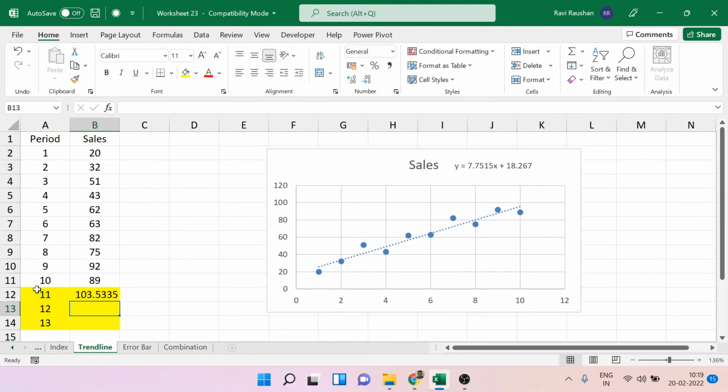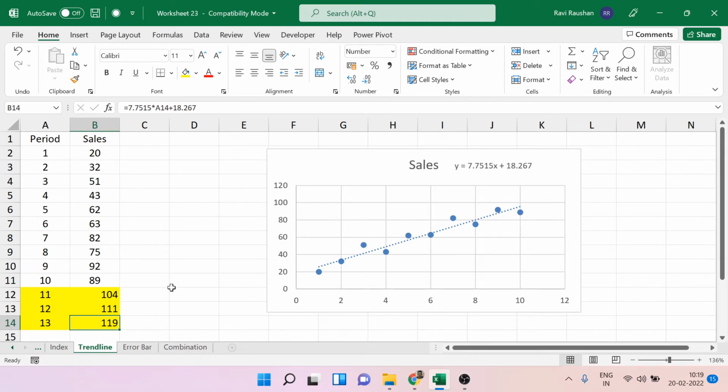So you press enter, it is giving you 103.55. Now if you drag it down, you get the values of all other periods, right? You can round it off, so you get your prediction. So for the 11th month you can predict 104, for the 12th month 111, and for the 13th month 119. That is the forecasting you can do.